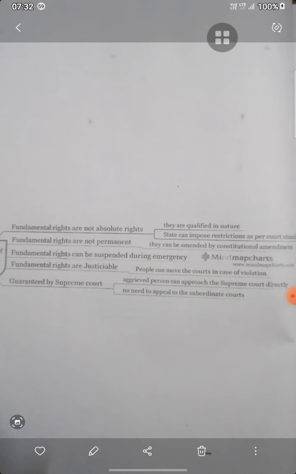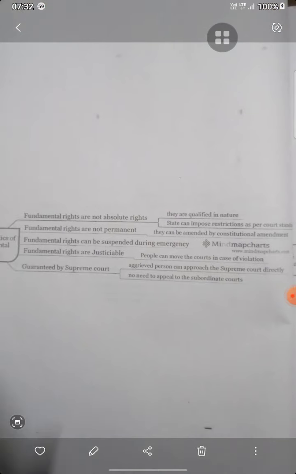Fundamental rights are not absolute rights, they are qualified in nature. The state can impose restrictions. Fundamental rights are not permanent. They can be amended by a constitutional amendment. Fundamental rights can be suspended during an emergency. The fundamental rights are justiciable. People can move the court in case of violation, and they are guaranteed by the Supreme Court.